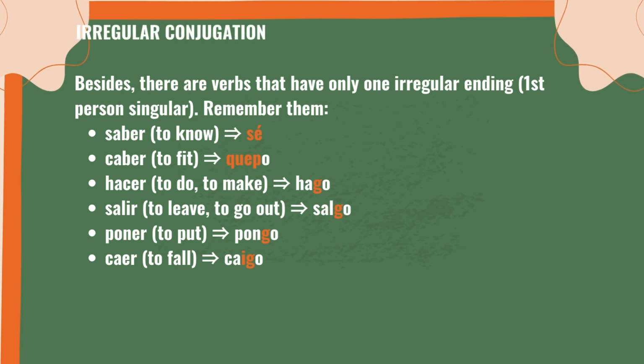Besides the common irregular changes, some verbs have only one irregular ending in the first person singular. For example, saber, to know, becomes sé, caber, to fit, becomes quepo, hacer, to do, to make, becomes hago, salir, to leave, to go out, becomes salgo, poner, to put, becomes pongo, and caer, to fall, becomes caigo. These verbs follow regular conjugation patterns for all other forms, but you need to memorize the irregular first-person singular form.